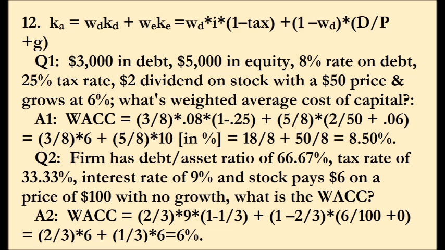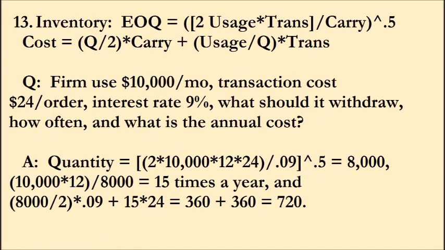Let's do another one. Firm has a debt asset ratio of 2/3, tax rate of 1/3, interest rate is 9%, stock pays 6%. No growth. What's the weighted average cost of capital? Well, that debt asset ratio is the weight in debt, and the weight in equity, no preferred here, would then be the remainder of 1/3. That 2/3 times the interest payment of 9%, but it's after taxes now 6. Then we have 1/3 for the equity times 6%. Remember, the stock has no growth. We weight them together, and 6 and 6 has an average of 6.